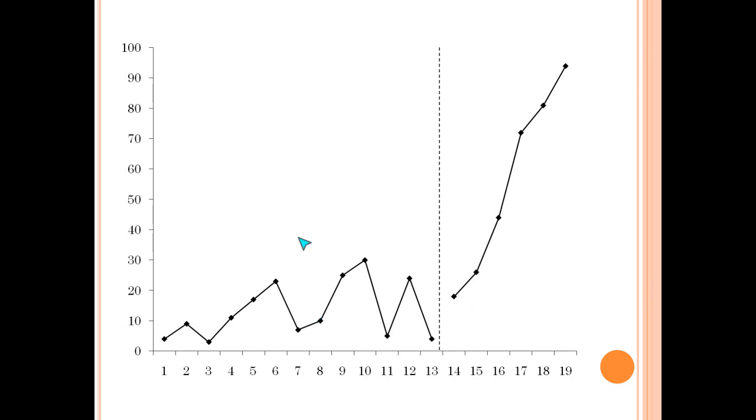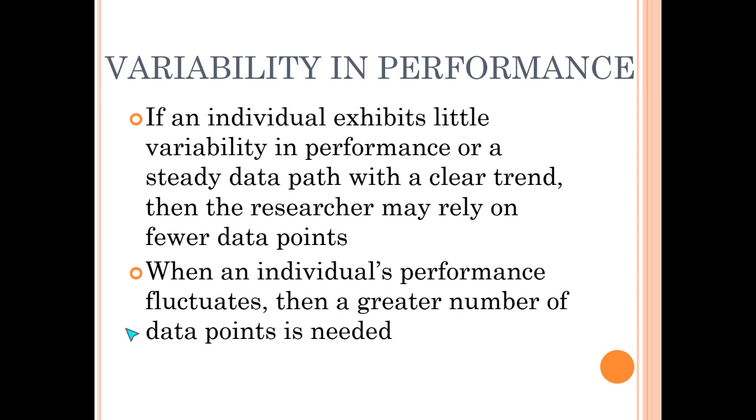We've already seen in these previous examples how important it is to look at variability in performance. If an individual exhibits little variability in performance or a steady data path with a clear trend, then the researcher may rely on fewer data points. However, if you have a lot of variability, when the performance fluctuates, then a greater number of data points is needed. The key point is you need to collect as many data points as possible to see a clear direction, to see a clear difference in trend, and to see a clear difference in level.